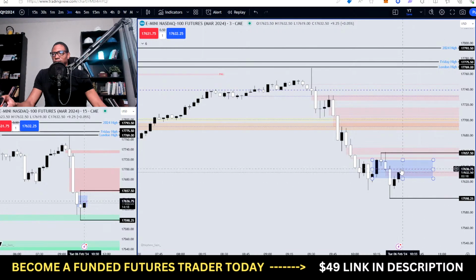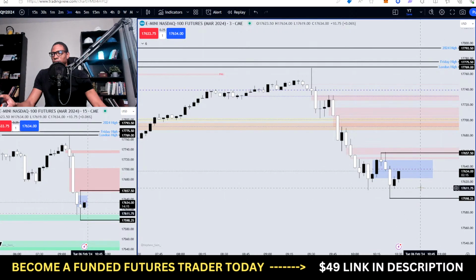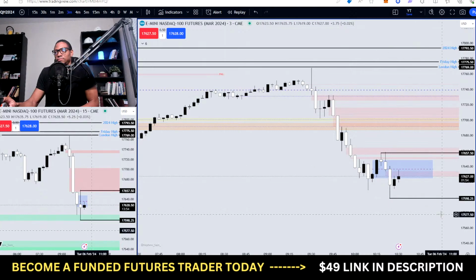Okay, now that it's inside, again, we want to look for power and speed. We want to see a large candle. We want to see it get all the way through. It looks like it's being rejected at the current moment.